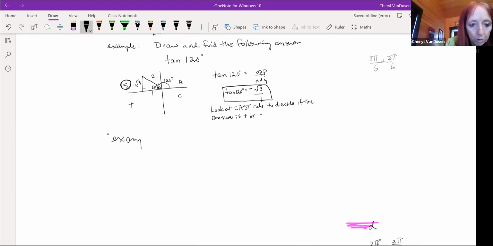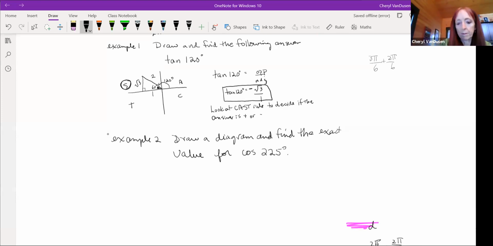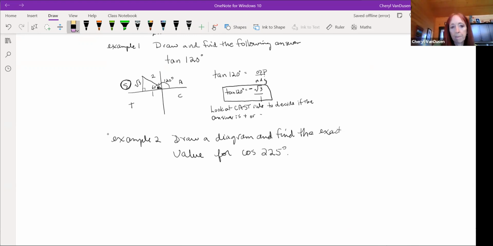Example 2. Draw a diagram and find, you could say the exact value. That's some terminology that I should probably throw in there for cosine of 225 degrees. Okay, so I'm going to give you guys a shot at it. I'm just going to be quiet for a few minutes and let you guys have a kick at it.